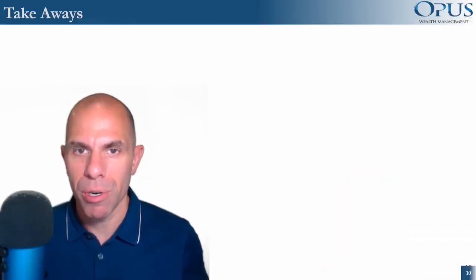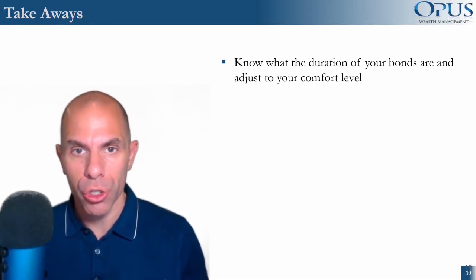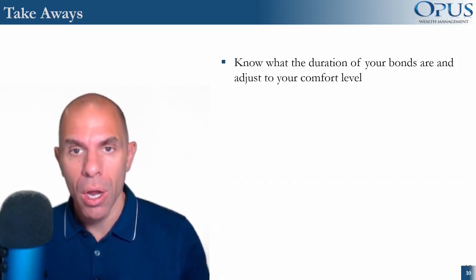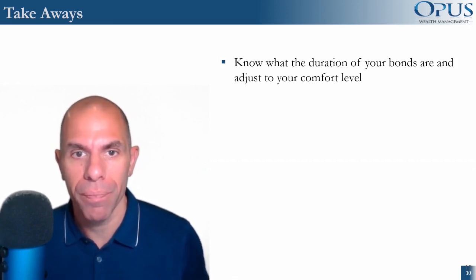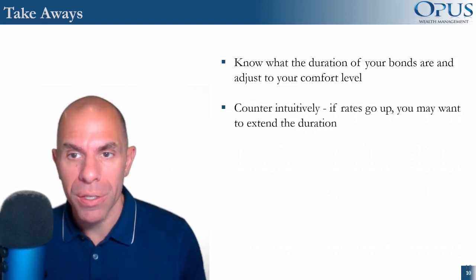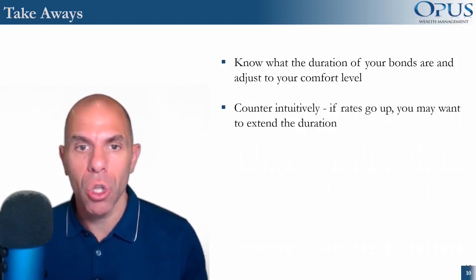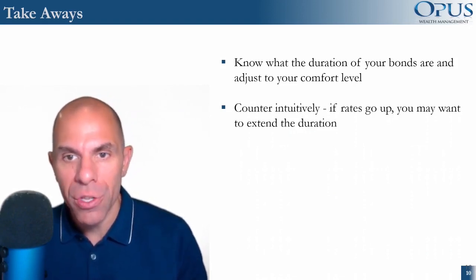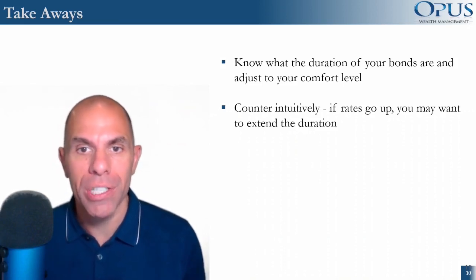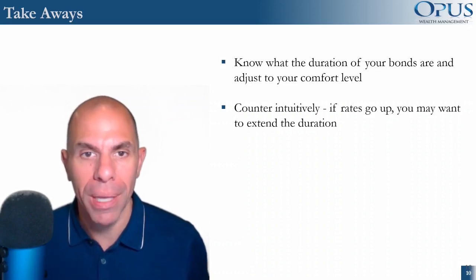So, what are the takeaways from this presentation? Well, one is know where you are. You should know how long the duration of your bond portfolio is so that you know how long you're locking in the current interest rates and have a good idea of how much interest rate risk you're taking. Number two is, like many things in the investment world, somewhat counterintuitive. If rates go up and bonds just lost you money, you may actually want to lean into that loss and extend your duration, especially if now with the new rates, you're getting enough return to meet your financial planning goals.